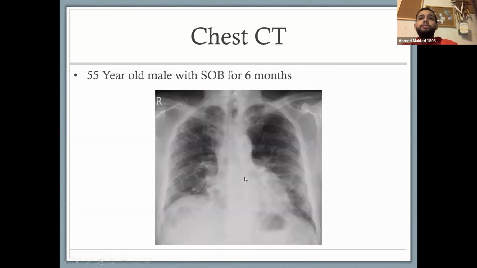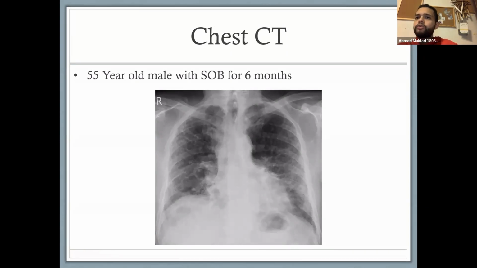Yeah, aortic dissection. All right. 55-year-old male with shortness of breath for 6 months. What do you guys think this patient has? All right. This patient probably has fibrosis of his lungs.